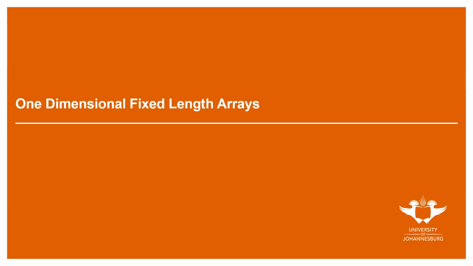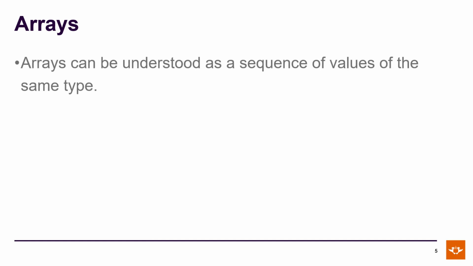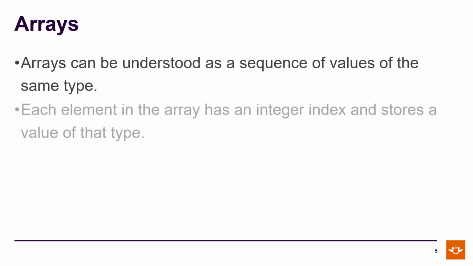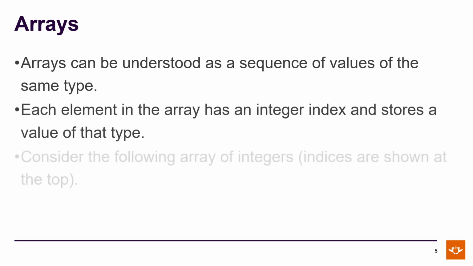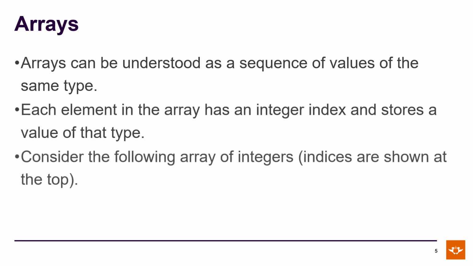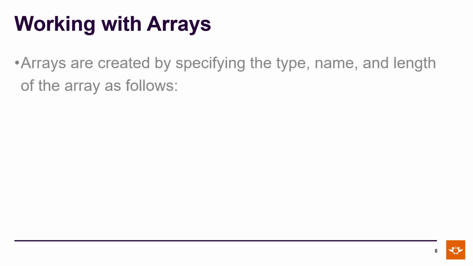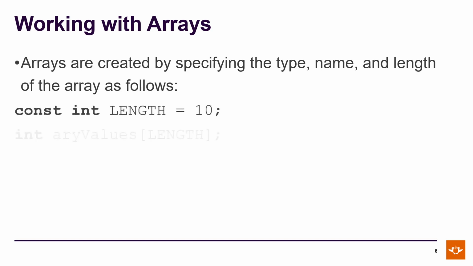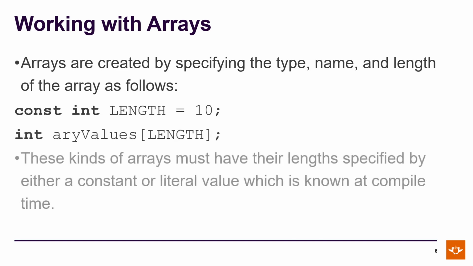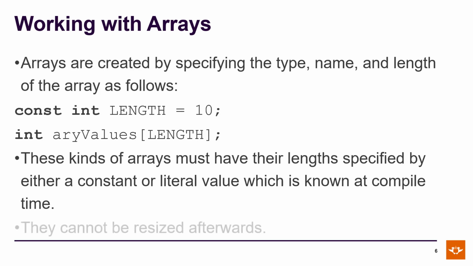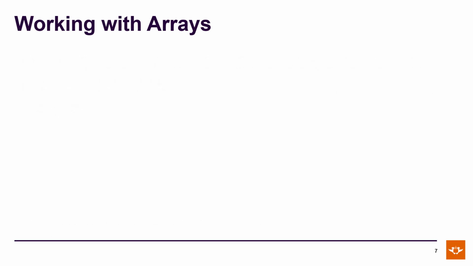Let us briefly consider one-dimensional fixed-length arrays. One-dimensional arrays are linear sequences of values of the same type. Each of these values can be accessed by way of an integer index. To create an array, its type, name, and length must be specified. This length must be known at compile time, so is typically either a named constant or literal value. Their lengths cannot be changed.